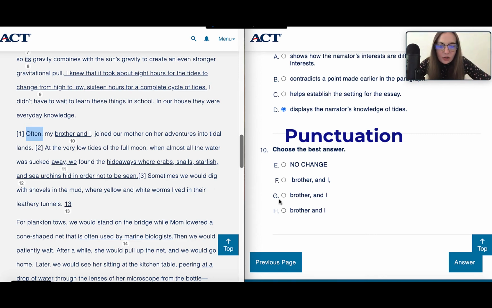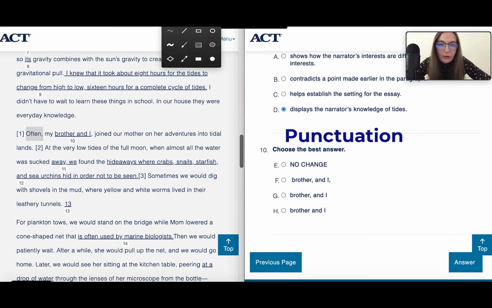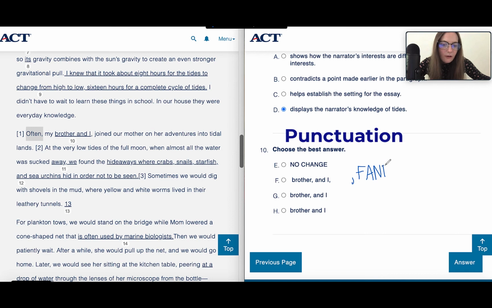Let's then check out choices F and G. As we talked about for an earlier question, we said that when we put a comma in front of fanboys, that means that we need to have a full sentence on both sides. Well, obviously, my brother is not a full sentence, so you can't put a comma and here, comma fanboys. Same thing goes with choice G.